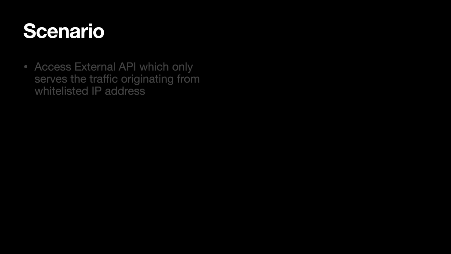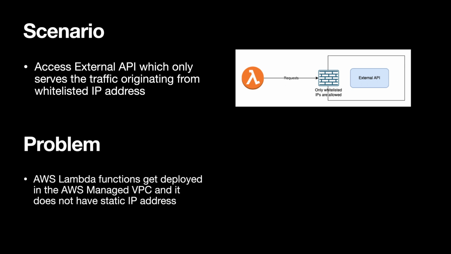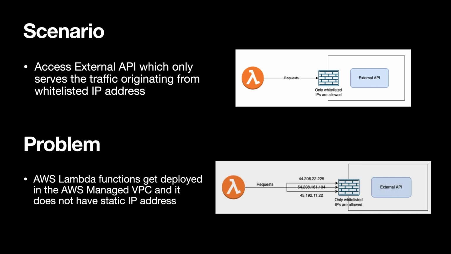Let's consider a scenario where there is an API endpoint that only allows requests from a specific set of whitelisted IP addresses, and we want to hit that API endpoint from our Lambda function. So what is the problem? The problem is that AWS Lambda functions get deployed in the AWS managed VPC and it does not have static IP addresses for each request.